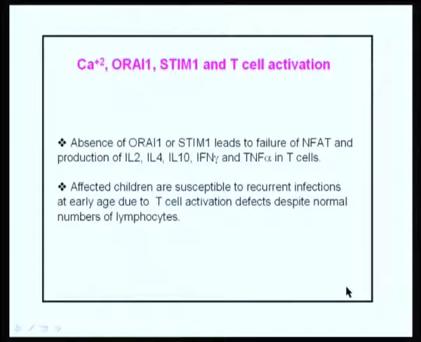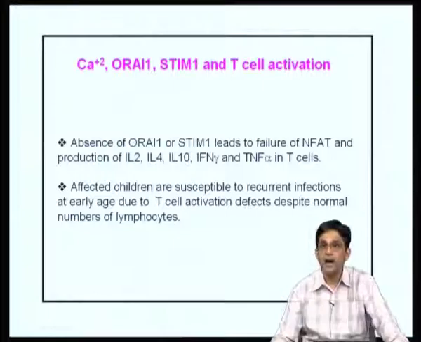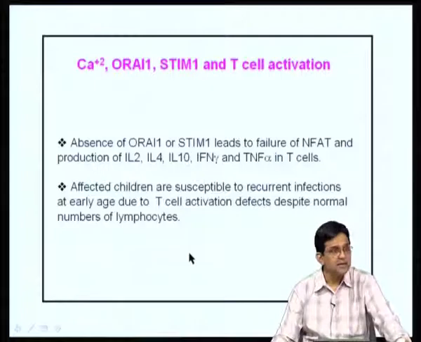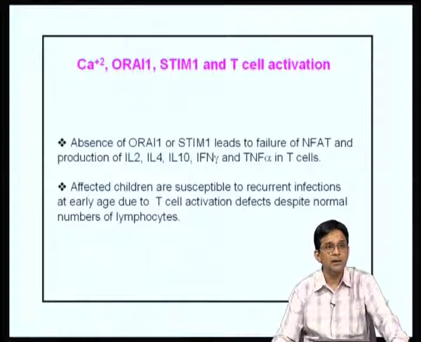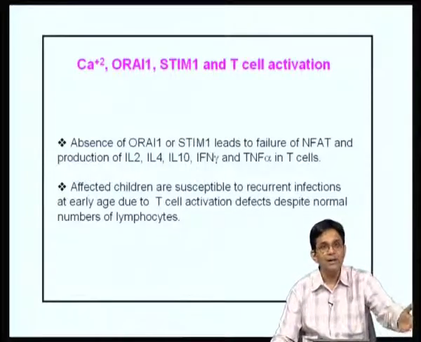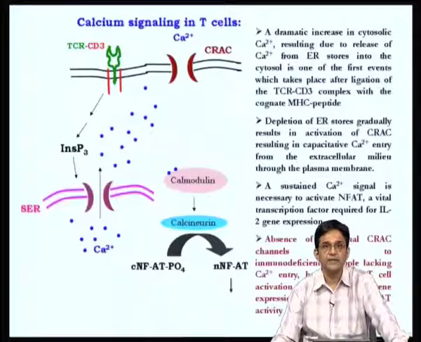So, what would happen to people who have deficient ORAI1 or STIM1? Absence of these molecules leads to failure to activate NFAT and production of different types of cytokines in T cells. And these affected children are highly susceptible to recurrent infections at an early age, and this results in aberrant T cell activation and will naturally have immune defects.